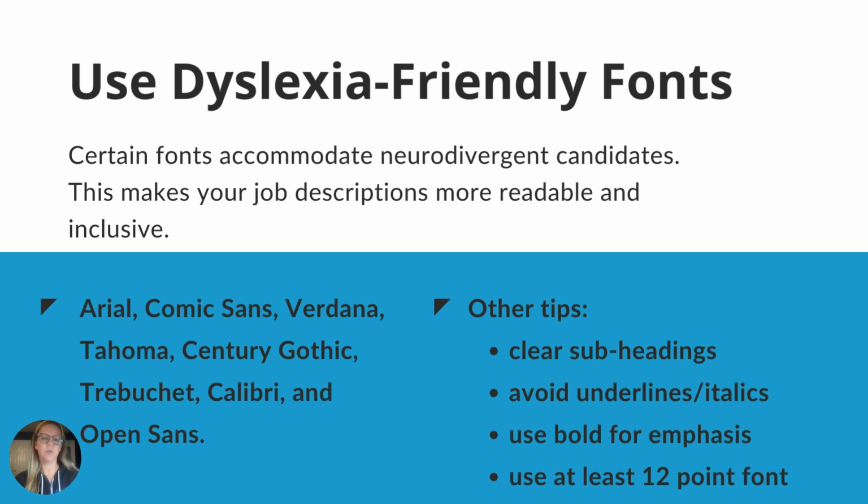So this means use clear subheadings to structure your text. Avoid underlining or italics because they can be crowding visually for people with dyslexia. And instead use bold for emphasis and formatting. Also, a larger font size, at least 12 to 14 point, can really improve readability for people with dyslexia.